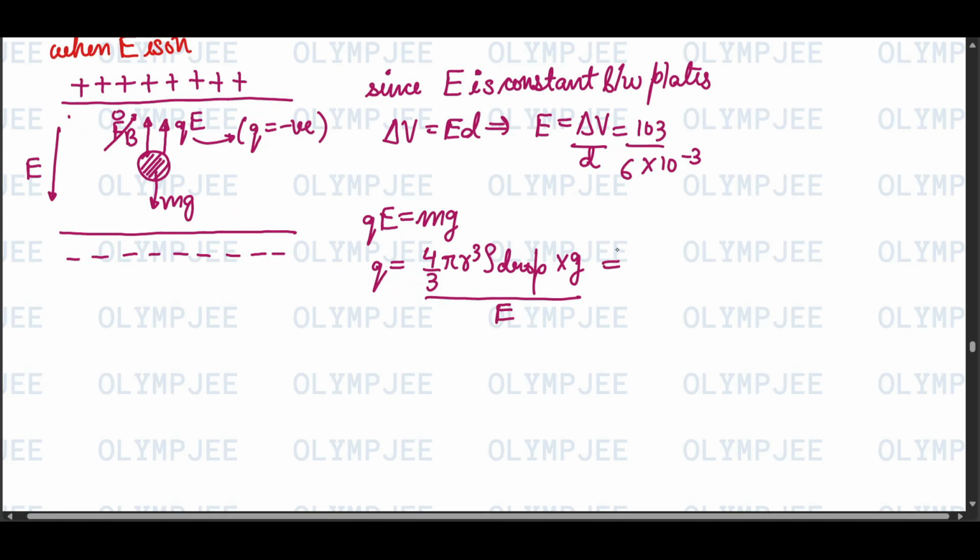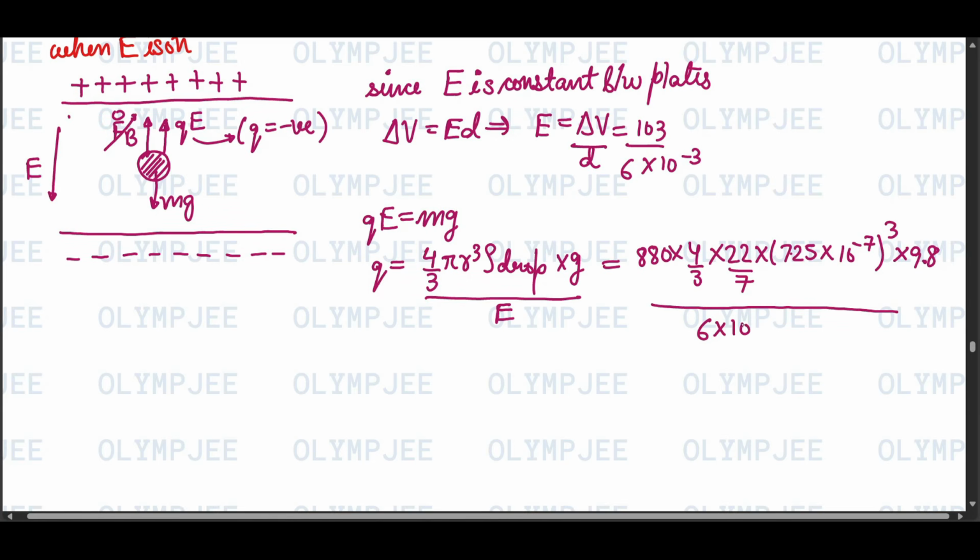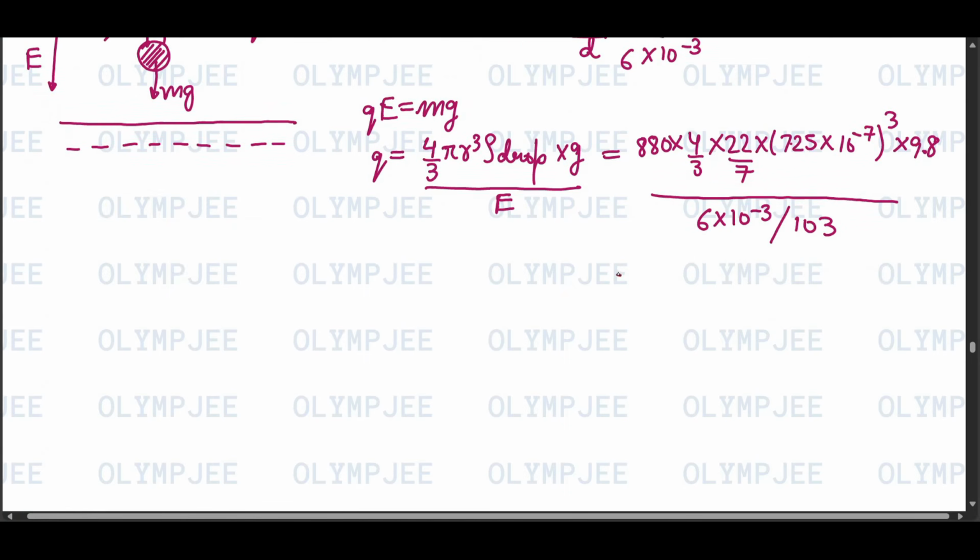So this will become 880 multiplied by 4 by 3 multiplied by 22 by 7 multiplied by (7.25 × 10 raised to power minus 7) cube, multiplied by 9.8, divided by 6 multiplied by 10 raised to power minus 3 divided by 10^3. So this gives us 8 into 10 raised to power minus 19 coulomb.